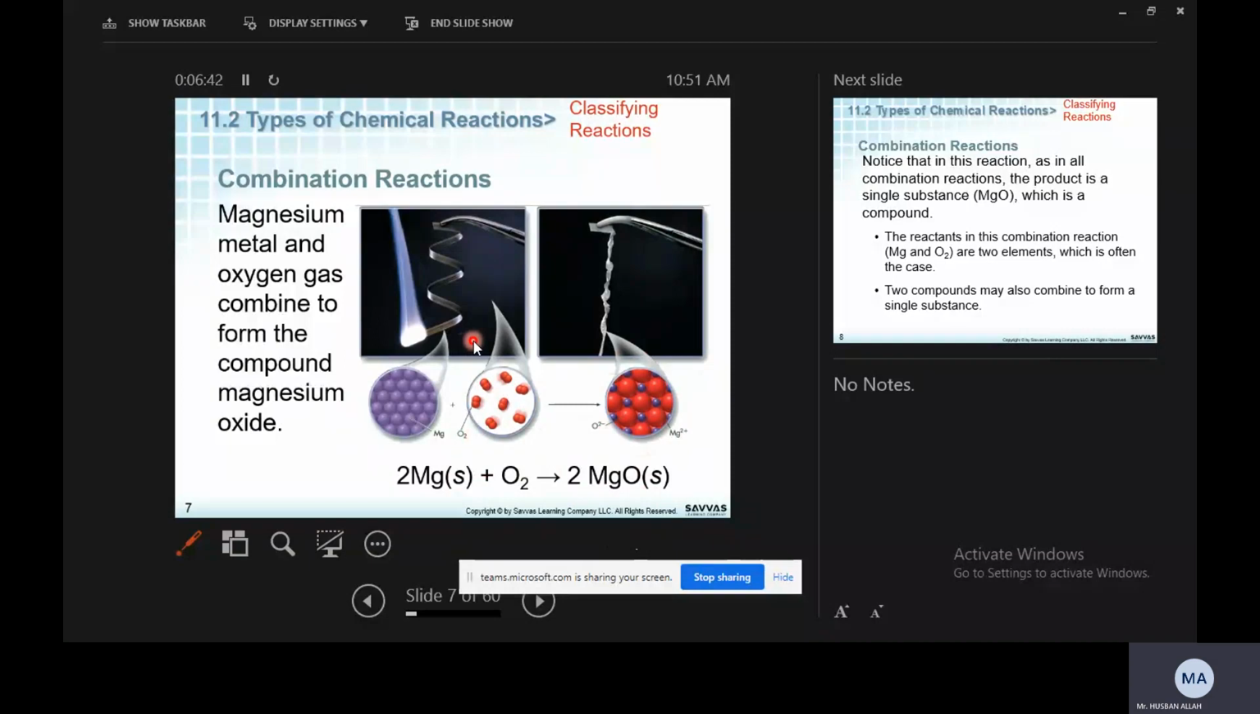O2 and O1. That's a good question. Who can explain? Here we have O2, but here we have O. Because it's only one. So there are two elements. Okay, this is a good question, right? You can see valency and chemical equation in the previous lesson.